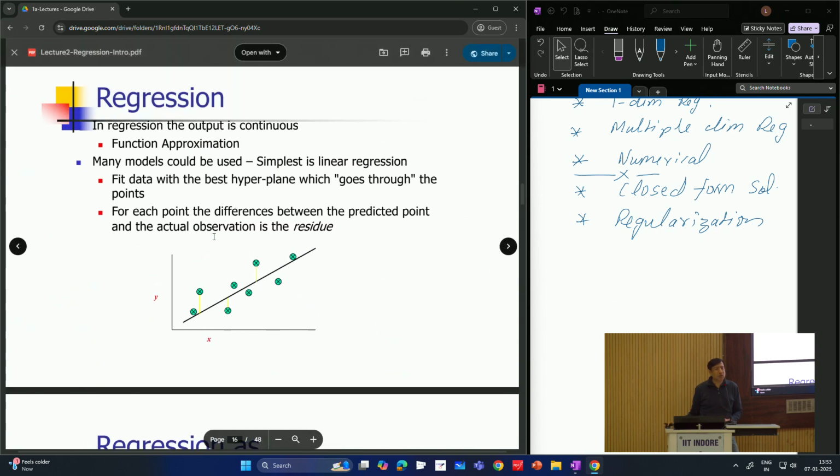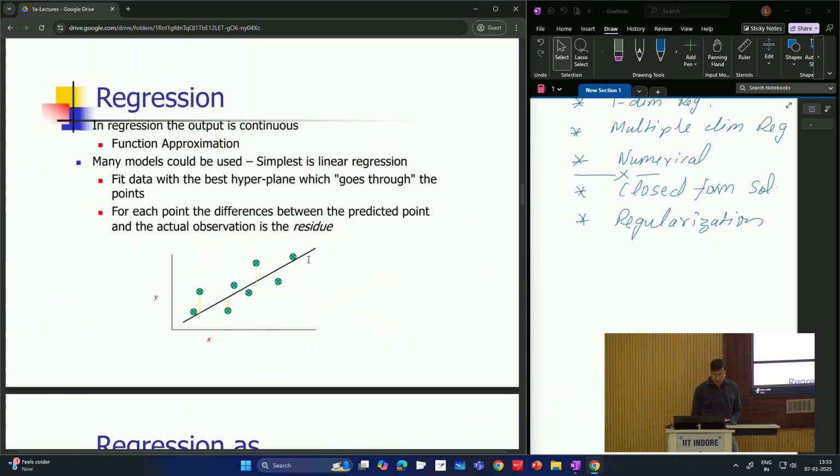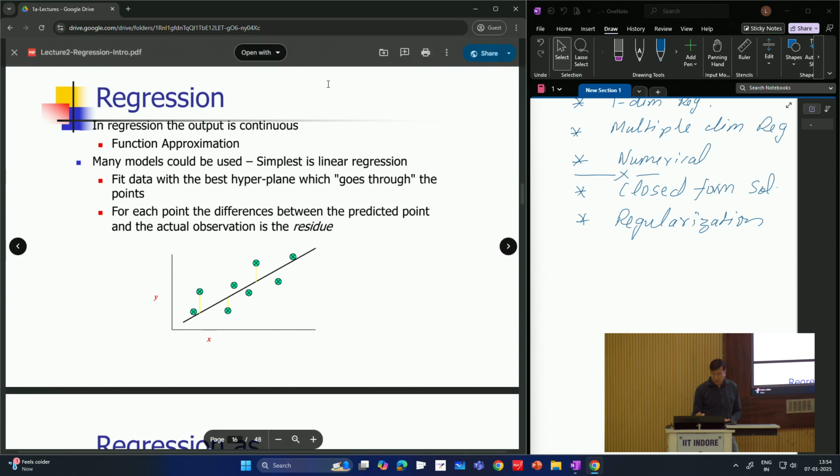Why do we use regression? Regression is used when these are the data points which are given to you.